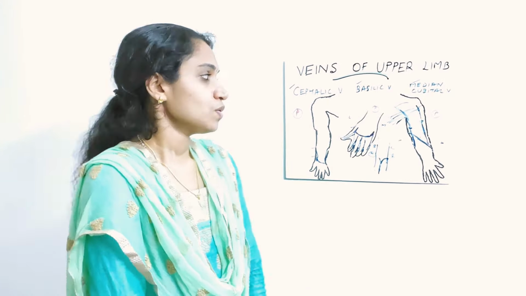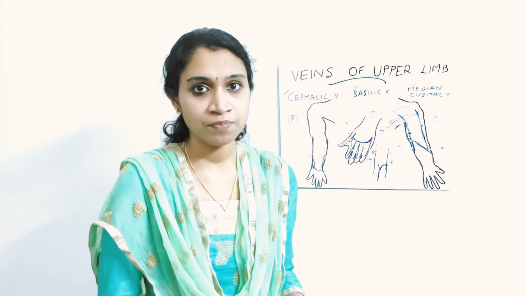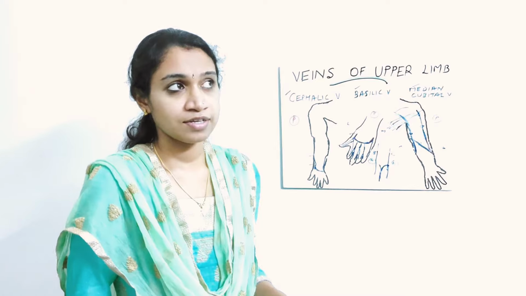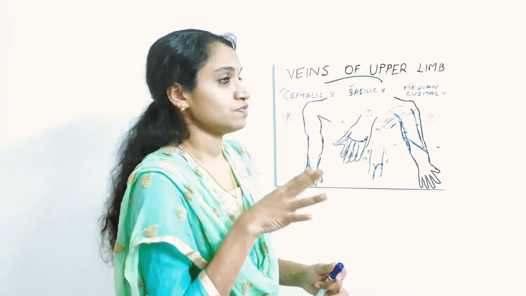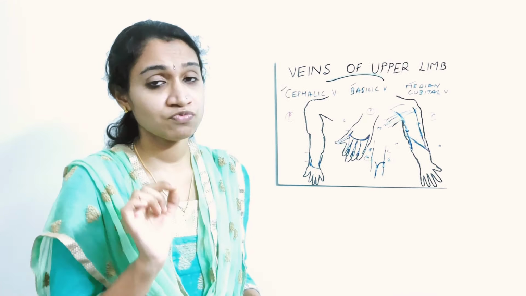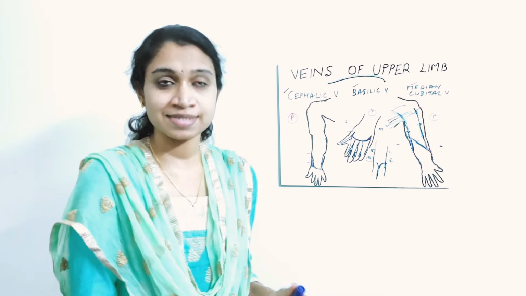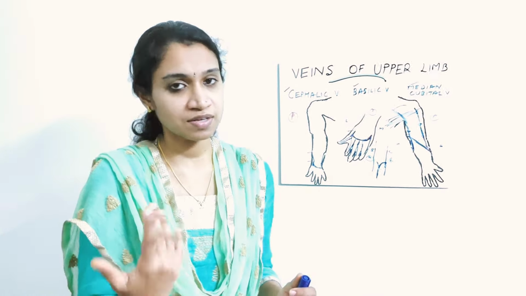Coming to deep veins. On the contrary, the deep veins will be seen deep to deep fascia. Usually they will be accompanying the arteries. And usually, the deep veins will be seen as pairs. We call them venae comitantes, so 2 in number. Exception is the axillary vein. Axillary vein is a deep vein, but there is only a single axillary vein. So that is about deep veins. They are also provided with valves.